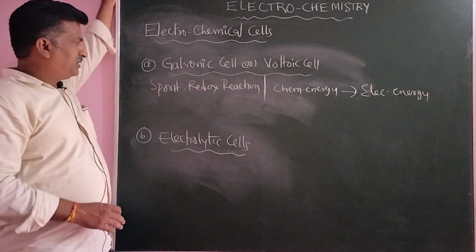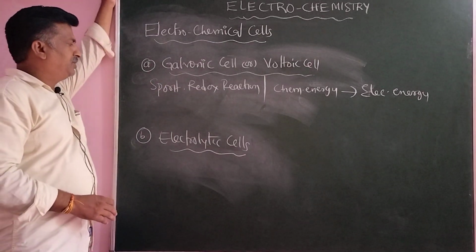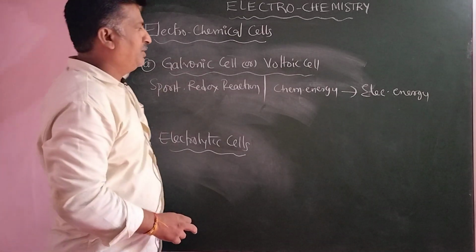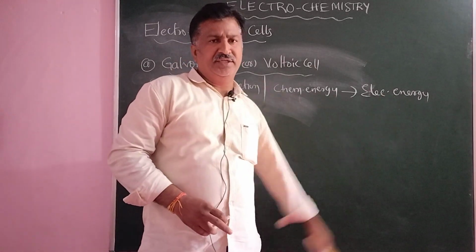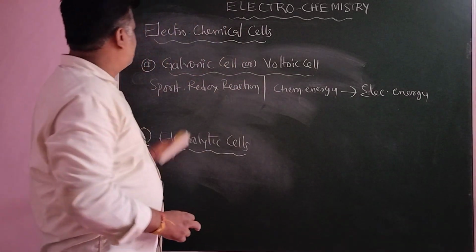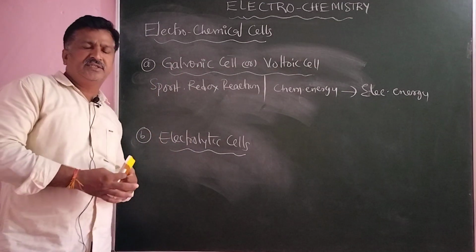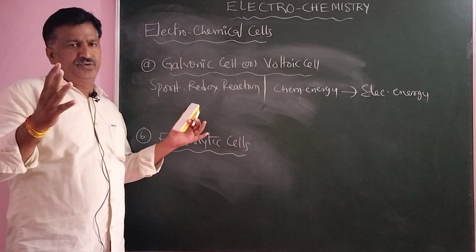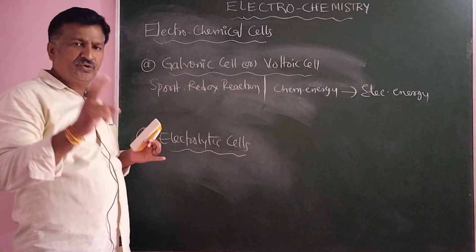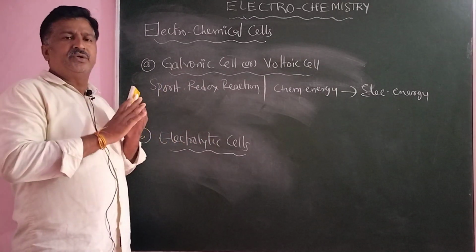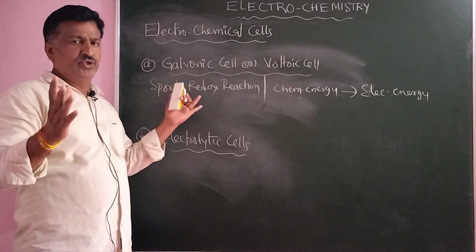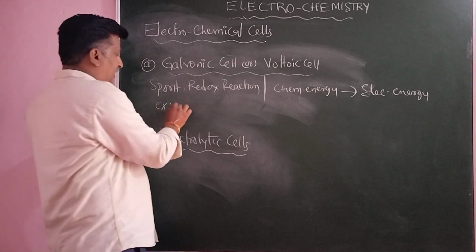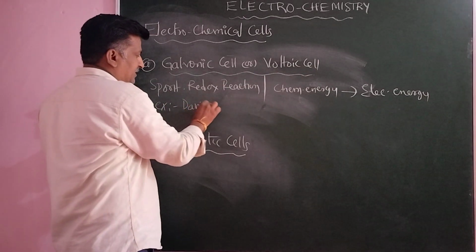So the chemical energy of the spontaneous redox reaction is being used up to convert into electrical energy in these devices, right? And moreover, here in the galvanic cells, two metal electrodes will be dipped in two different electrolytic solutions. And coming for example here for the galvanic cell, we have one example as a Daniell cell.